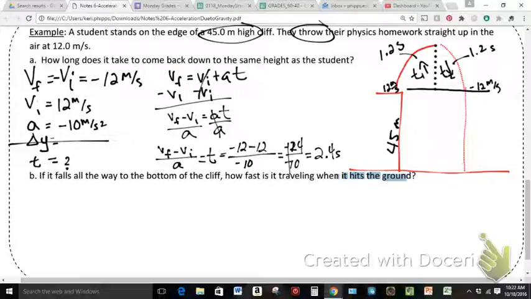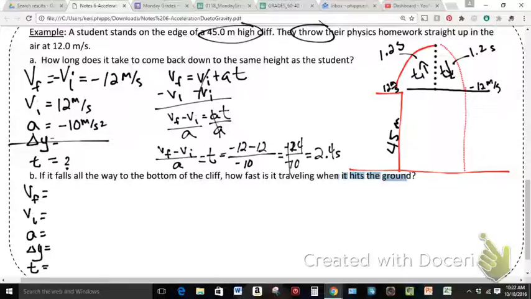Okay, now the next problem. So if you throw it up and it falls all the way to the bottom of the cliff, how fast is it traveling when it hits the ground? Start with your variable list again. Final, initial, acceleration, change in position, and time.